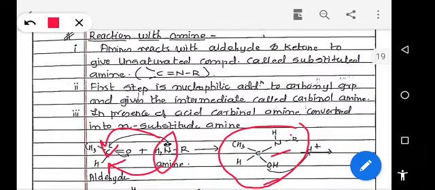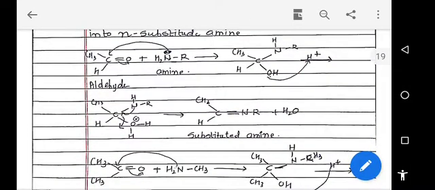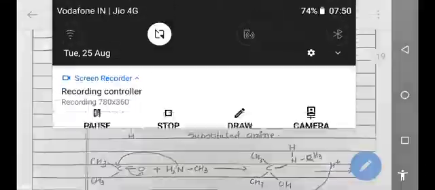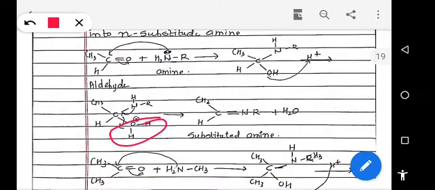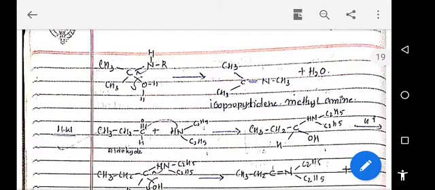In the presence of acid, carbinolamine is converted into N-substituted amines. N-substituted amines means this group is removed from here in the form of H2O, and N-substituted amine is the final product. Another example is here. Attack from the nitrogen atom also takes place, and product formation. In the product, isopropyl methyl amine is formed as the product.